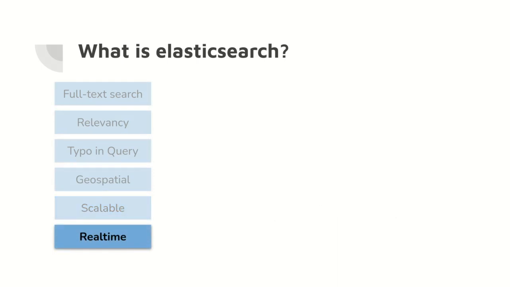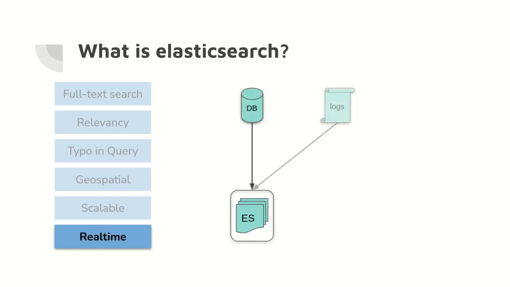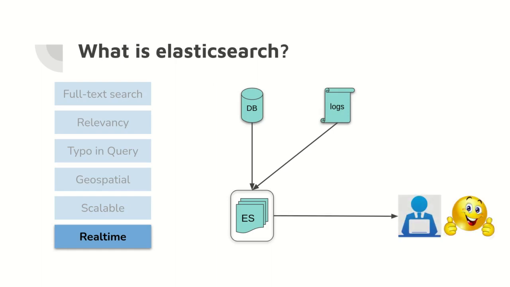Now, Elasticsearch is nearly real time. That is, whenever we are putting data into Elasticsearch from different sources, the data is instantly available for searching by the user. For the magical things Elasticsearch does, that is the analysis and the indexing, it does not take much time. Whenever you put data into Elasticsearch, it is instantly available for searching.